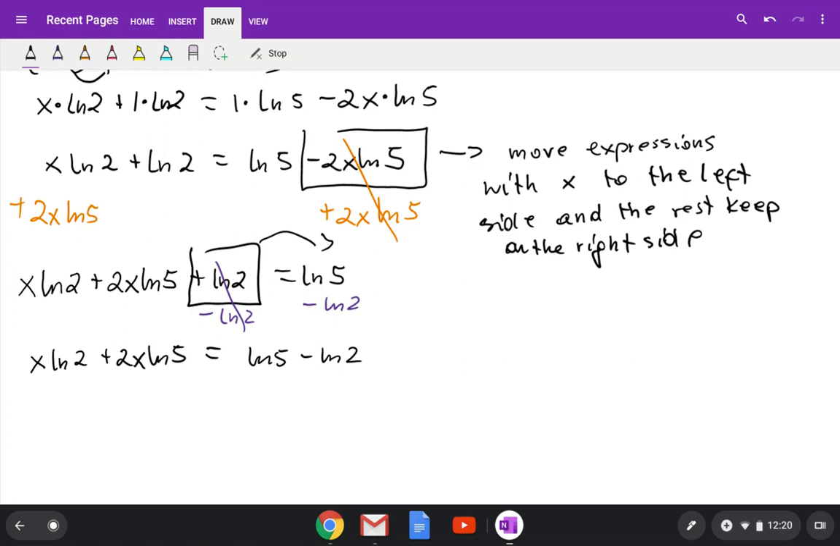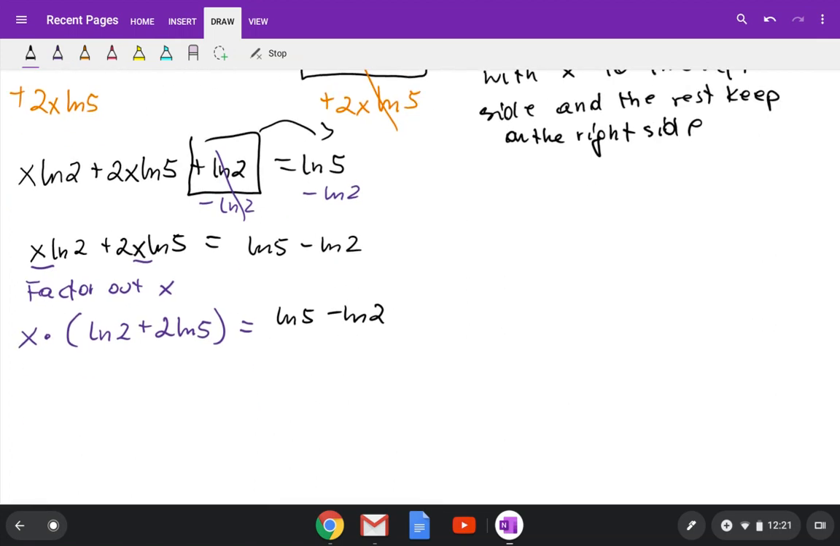Okay? Next, on the left side, look what happened. You have x and you have x. So I want you to factor out x. So we have x times, in parentheses, ln of 2 plus 2 ln of 5, equal ln of 5 minus ln of 2. Okay, and the last step will be to divide all by the expression ln of 2 plus 2 ln of 5.